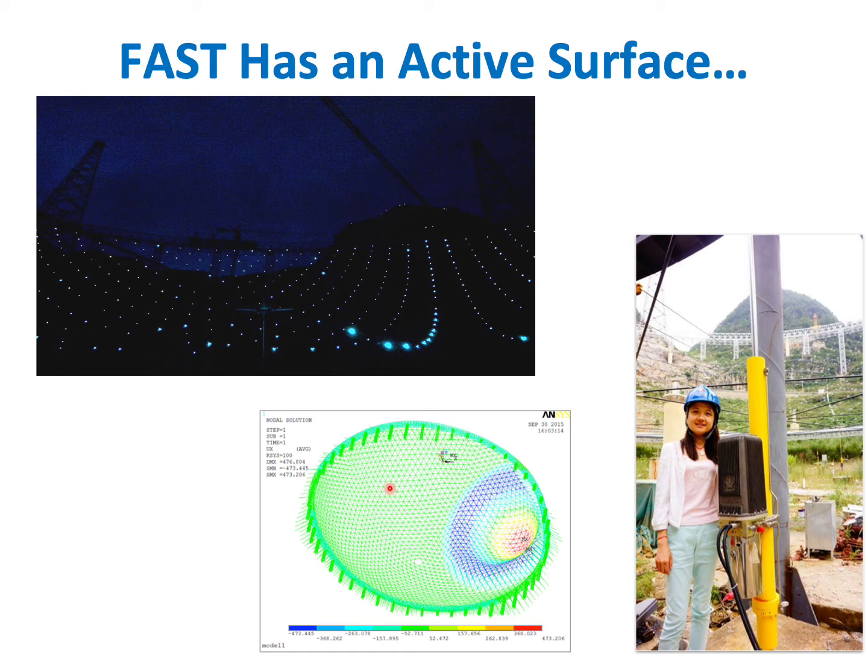The surface of FAST is active, and what that means is there are a number of panels on this surface, but they don't just sit there. There are actuators underneath the surface at the corners of the panels that can move them up and down. So what you're seeing here in this holographic image is the 500 meter aperture, but a smaller portion that's being pulled into a parabolic shape.